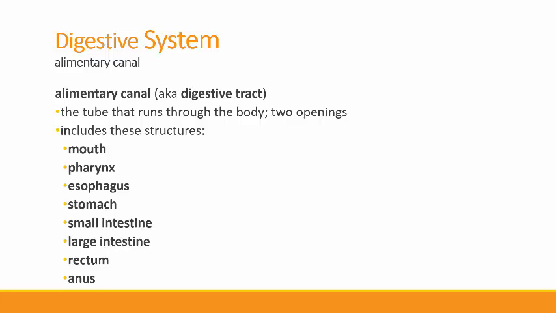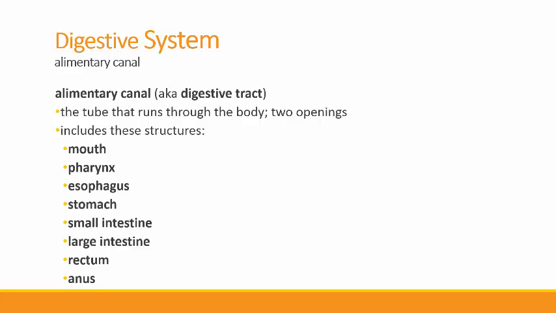I forgot to mention, back at the mouth is where we begin the mechanical digestion of food as we bite and chew and grind the food that we eat. And as we mix with the saliva in the mouth, we also begin the chemical digestion of carbohydrates. So the mouth is where we start chemical digestion as we dissolve and break apart and break down carbohydrates.